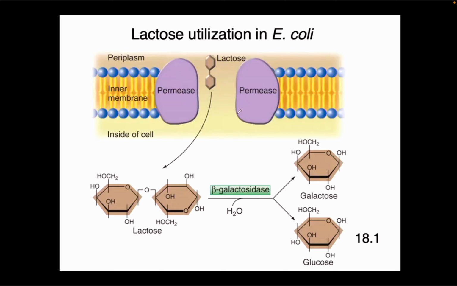The other protein we need to make is the enzyme that breaks down the lactose into two monosaccharides, galactose and glucose, which then feed into regular metabolism. That enzyme is called beta-galactosidase. So we'll be talking about the production of both beta-galactosidase and permease as being necessary to be able to utilize lactose.